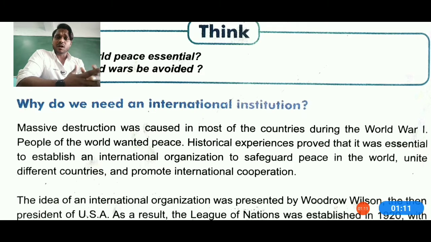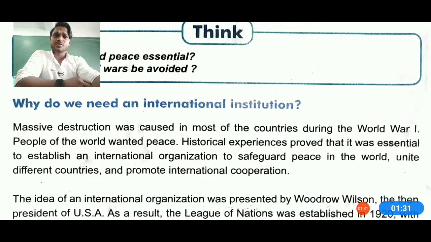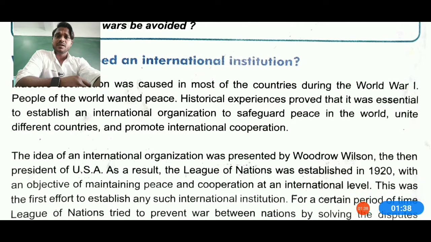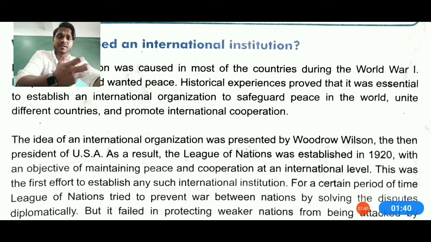If you talk about the massive destruction caused in almost all the countries during World War I, the people of the world wanted peace. Peace can be related to the concept of generating brotherhood, and historical events and experiences can also be related to this kind of peace and security. So an international organization was established to safeguard peace in the world, promoting international cooperation.